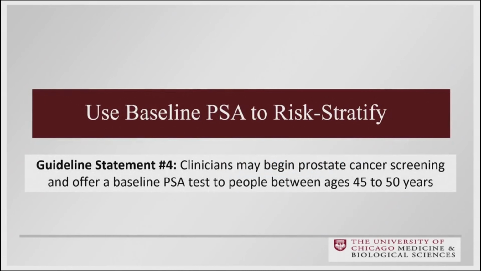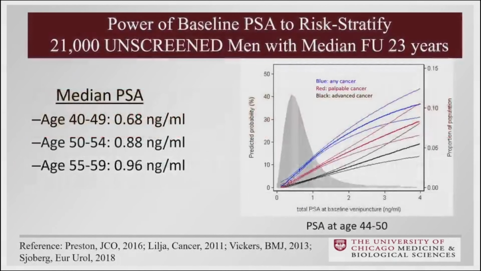Baseline PSA is extraordinarily powerful. If you're gonna screen someone, there's a lot more signal to noise early on before BPH and prostatitis become confounders. Complicated slide, but extraordinarily powerful. 20,000 unscreened men. Gray is the distribution. These are young men. Almost all have quote-unquote normal PSAs, but within that normal PSA range, in their late 40s, it predicts events decades down the road.